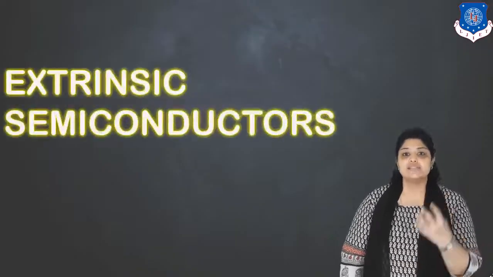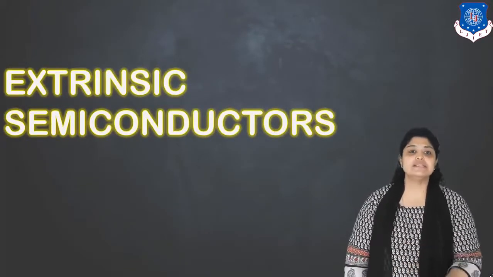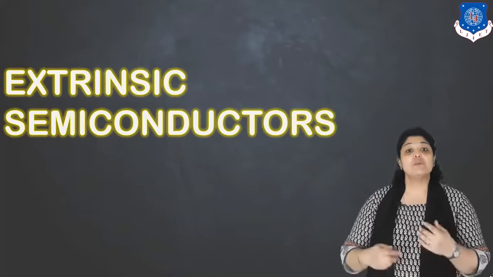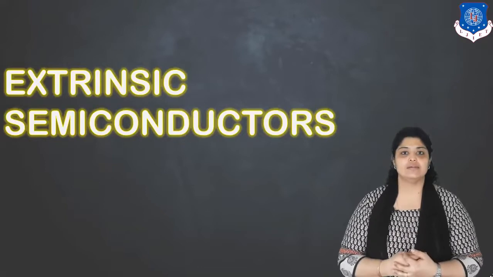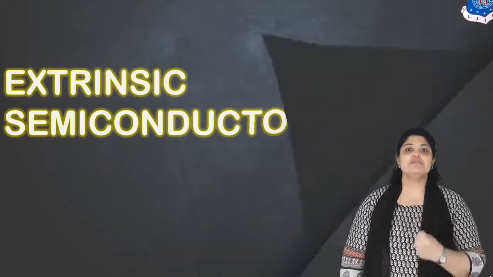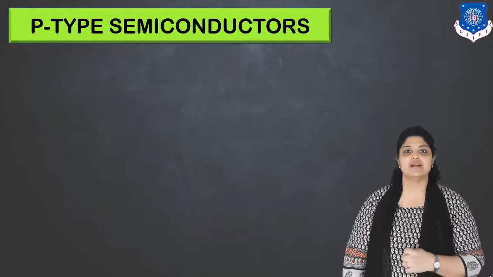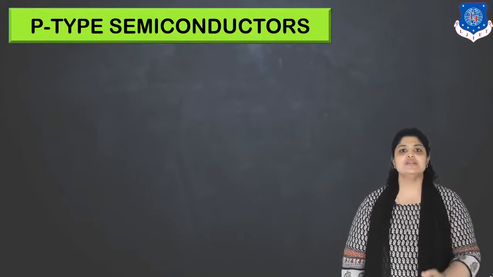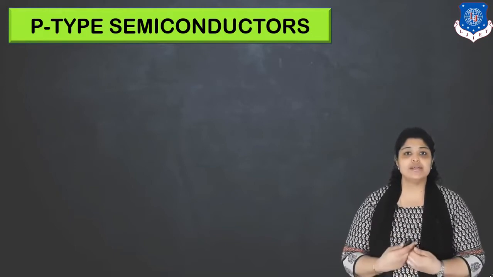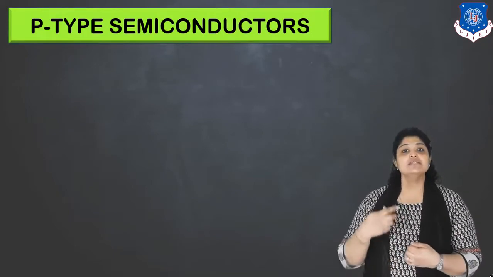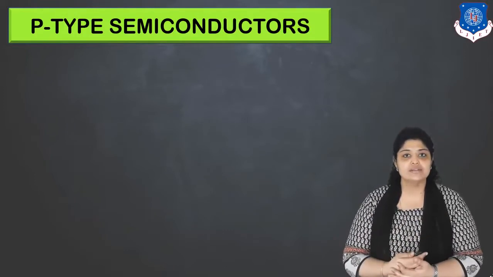Let's see extrinsic semiconductors in detail, because in the further part of the chapter we'll be discussing the types of diodes. So it's very important we study what a p-type and n-type is in detail. Starting with the first type of extrinsic semiconductor, that is p-type semiconductors. As I just mentioned, p-type semiconductors are formed by addition of trivalent impurities. P-type semiconductors are the materials which have holes as majority carriers.